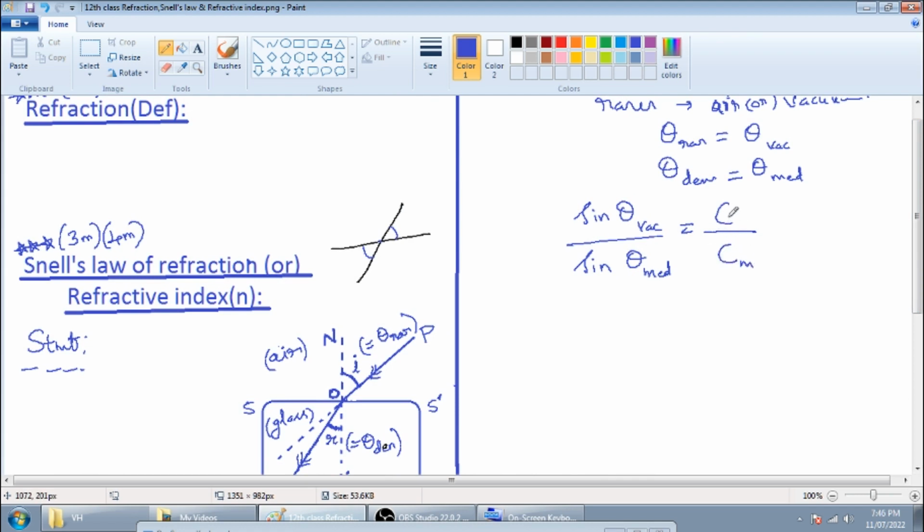Now the velocity of light in the rarer medium, which we are taking as vacuum, is found to be a universal constant. The velocity of light in vacuum is always found to be the same for all light waves, even though light can have different colors. We have already learned the VIBGYOR colors related to visible light. Visible light has 7 basic colors: violet, indigo, blue, green, yellow, orange, red. And there are invisible light radiations below violet and above red also.